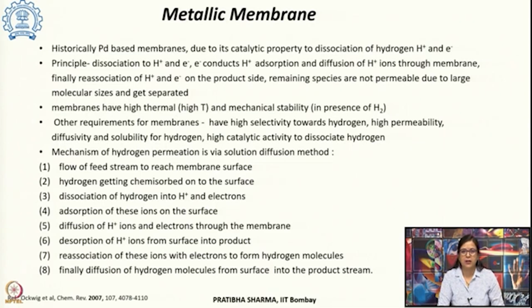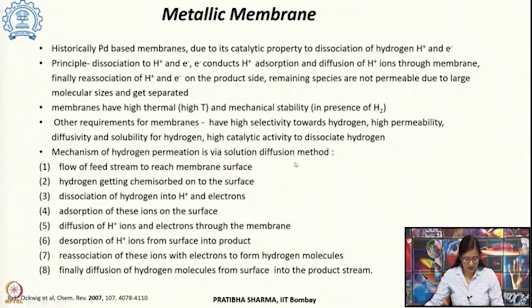Now these dense metallic membranes have high thermal stability, that is, we can operate them at high temperature. They have a high mechanical stability, which is essential because we need to operate these membranes in the presence of hydrogen. The other requirements that these metallic membranes should meet are high selectivity towards hydrogen, high permeability, high diffusivity and solubility, and high catalytic activity to dissociate hydrogen. The mechanism used for separation in metallic membrane is solution diffusion.